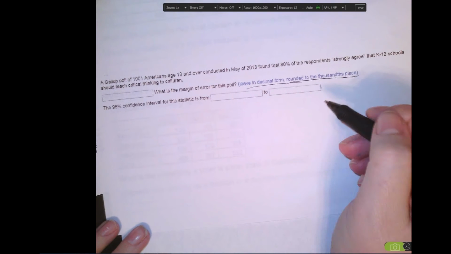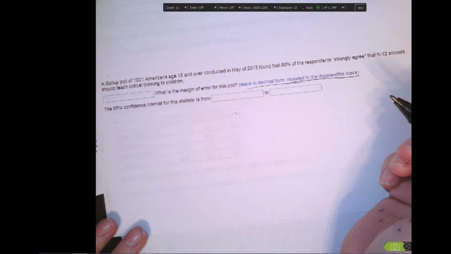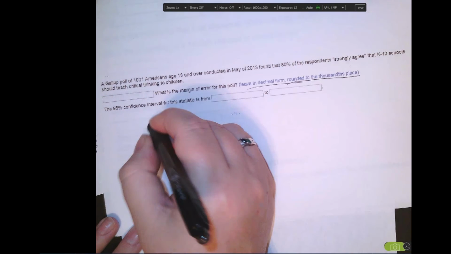Do we round the margin of error? This is an odd way of putting it. It says round to the thousandths and leave in a decimal. Normally the margin of error, they have you put in a percent. And it's a good thing we're doing this one because it appears that they want this left as a decimal, but then your interval has to be in percents.